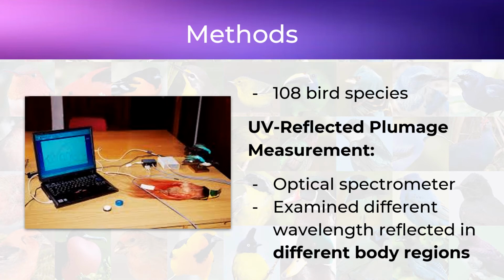To carry out this study, they examined 108 different bird species from Australia. They measured their UV reflective plumage using an optical spectrometer. Each reading was an average of 10 readings, and 5 birds were read for each species. They examined different wavelengths reflected in different body regions, including the head, throat, and nape, the chest, flanks, belly, and vent, the back and the rump, and the tail.